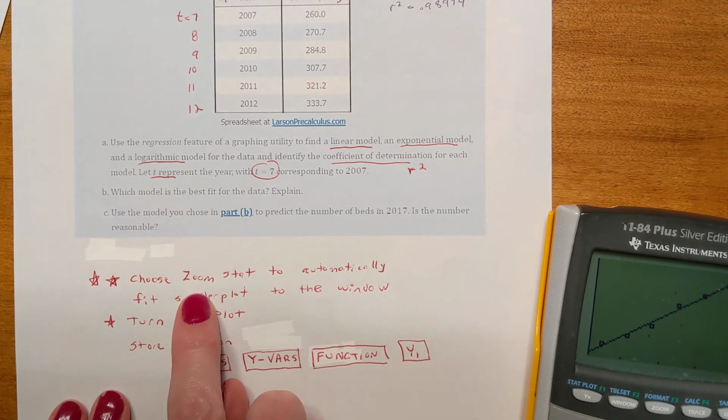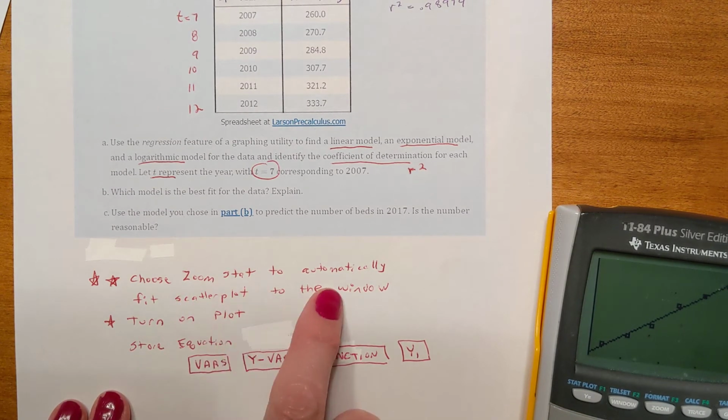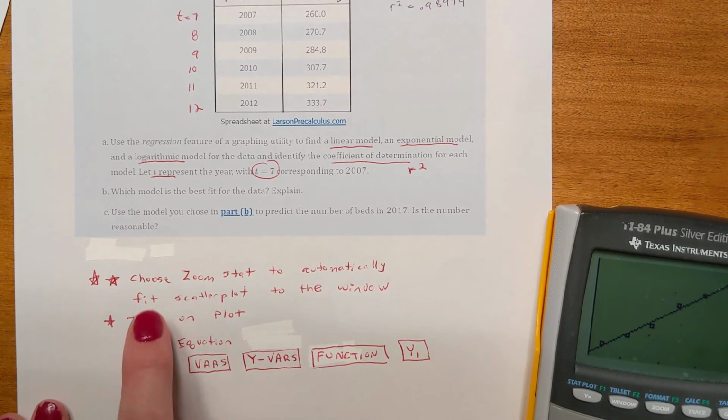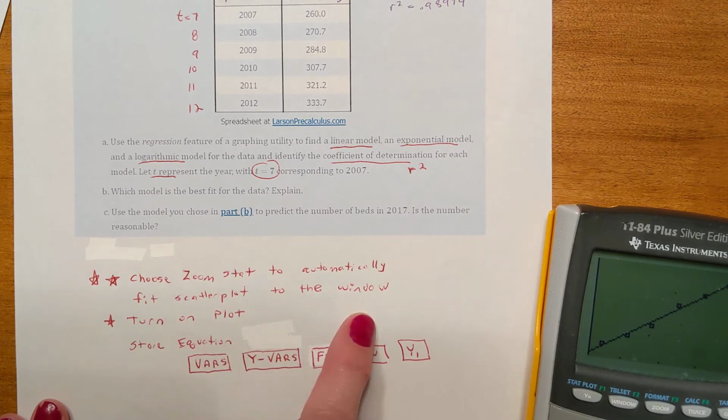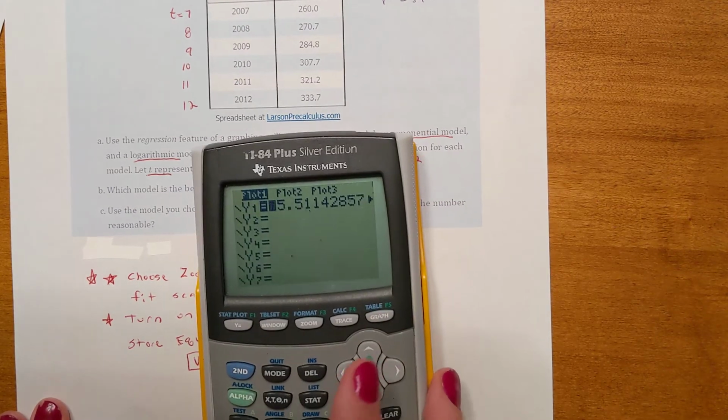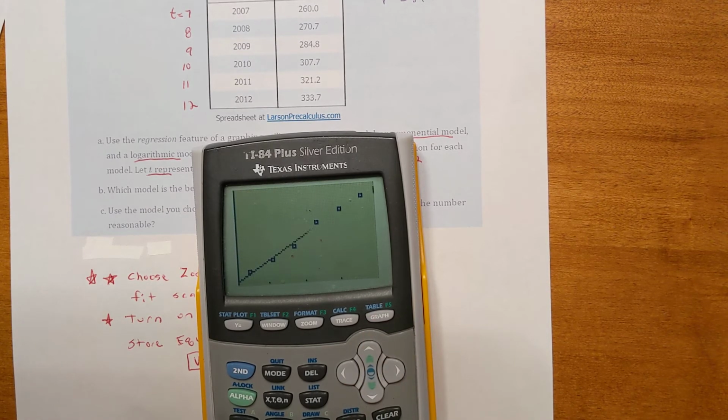Again, I wrote it down here what you need to do. So when you plot the points, choose Zoom Stat to automatically have it make a good window for you, and it'll fit the scatter plot to that window. And we want to make sure we turn on the word plot, by the way, under y equals. So under y equals, make sure you have plot highlighted. Highlight it right there, and that way it plots your points for you.